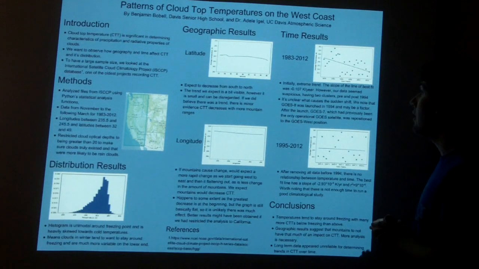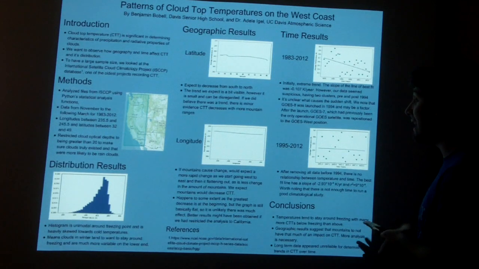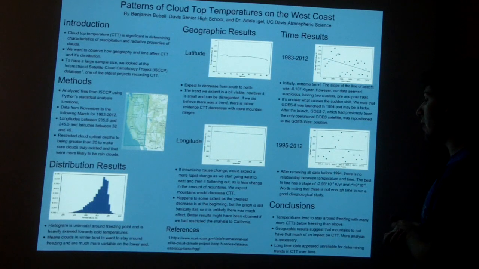Our long-term data, we realize, is flawed. All long-term data from the ISCCP may be flawed because they launch different satellites and get data from different satellites. And so we may have to use a different methodology or be able to adjust for the differences in cloud top temperatures or other variables within these satellites.